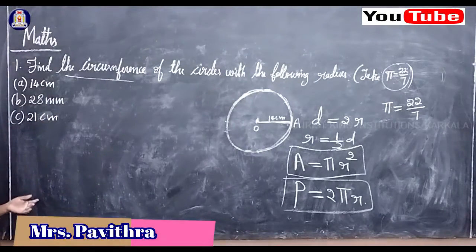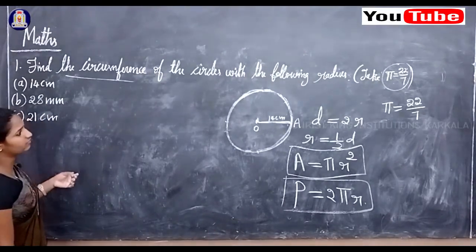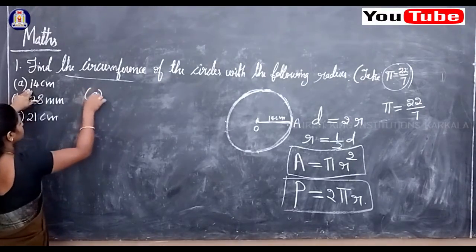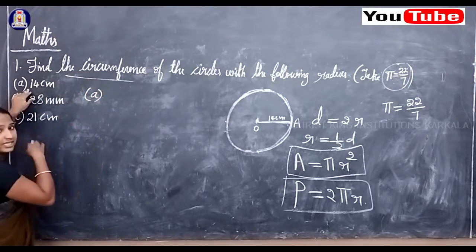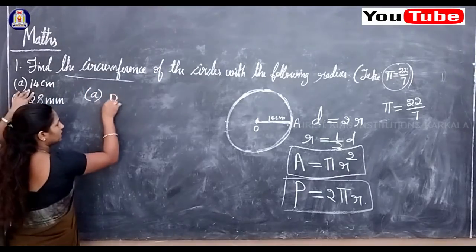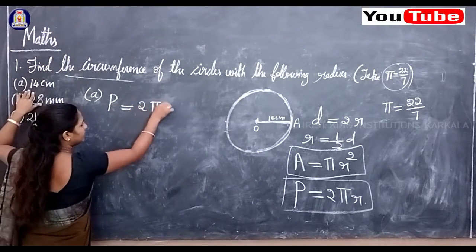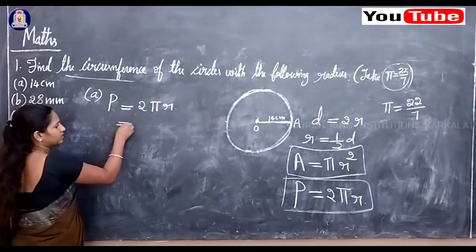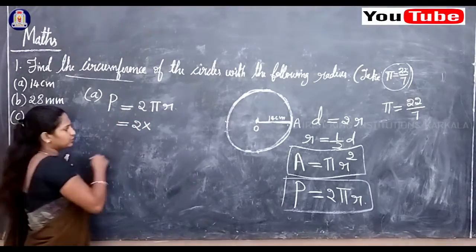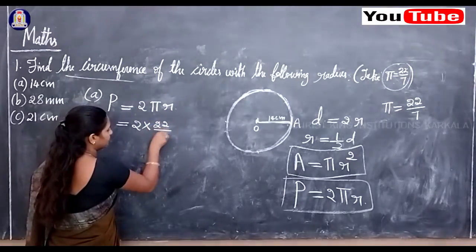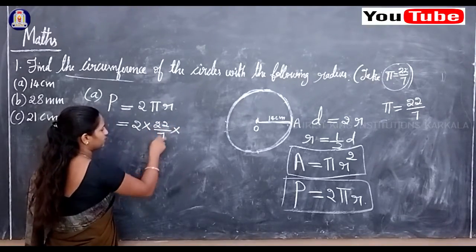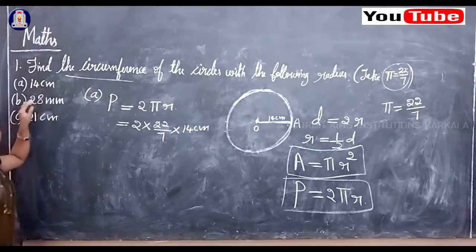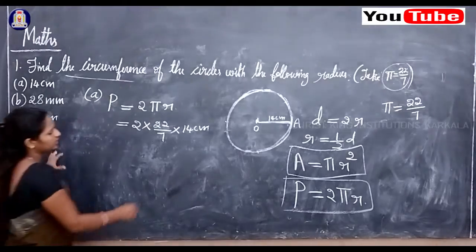Okay, now we will find the circumference of the circle with the following radius. First one, 14 centimeter. We'll solve A. Circumference means what? That is the perimeter. So P is equal to 2 pi r, 2 into pi into r. So here pi is 22 by 7 and r is 14 centimeter. That is the radius of the circle.